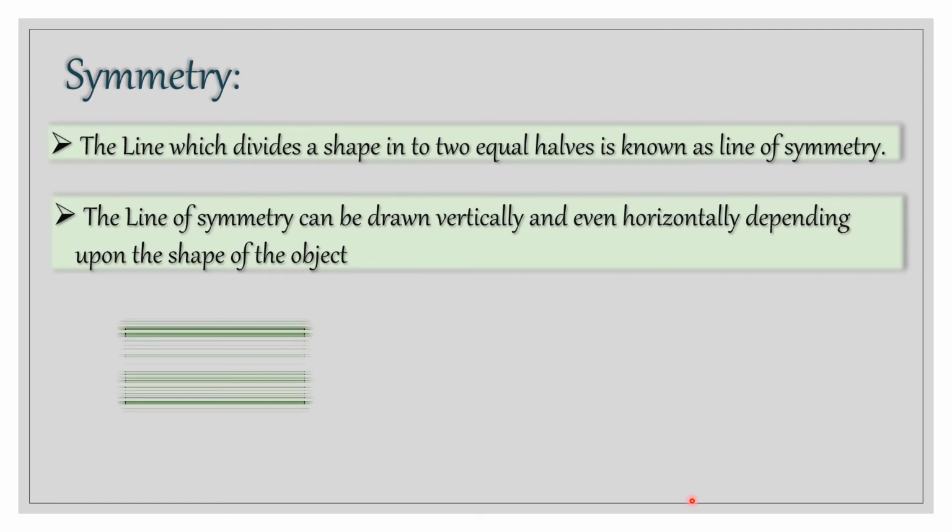Okay, let us see an example. Consider a rectangle. Now we are going to divide it into equal halves vertically.